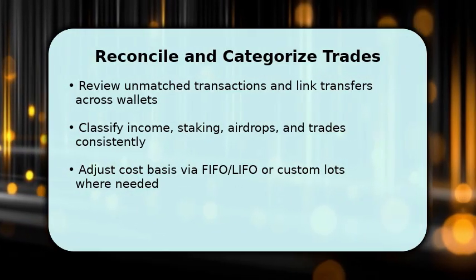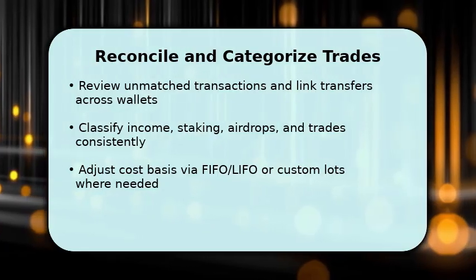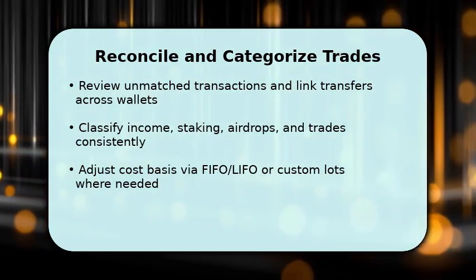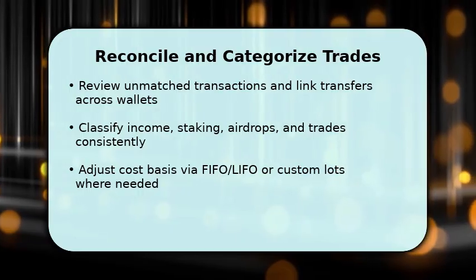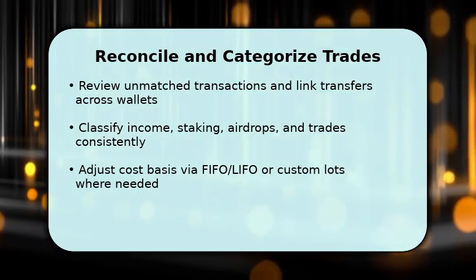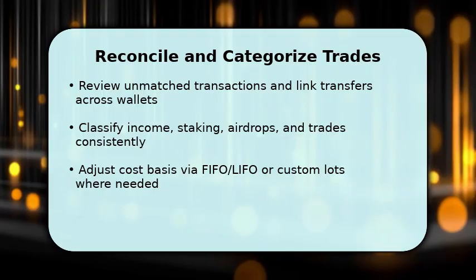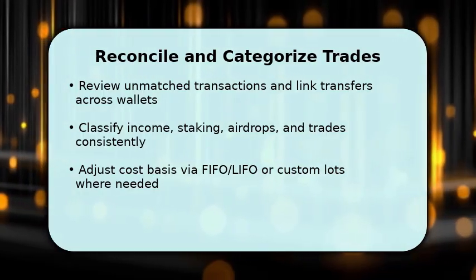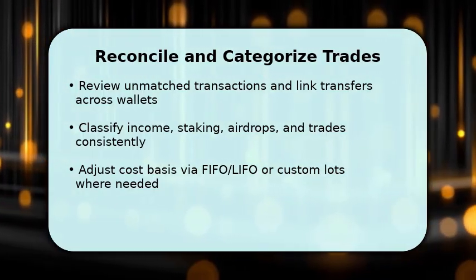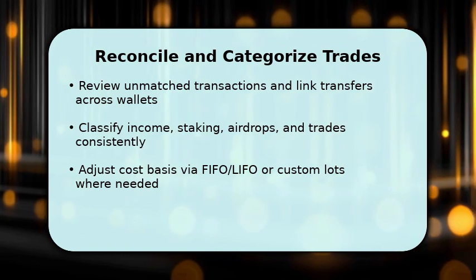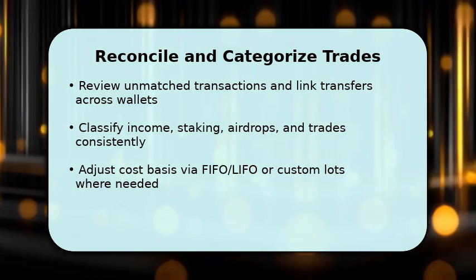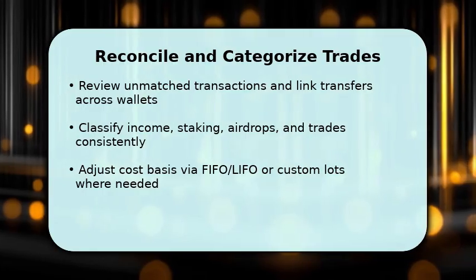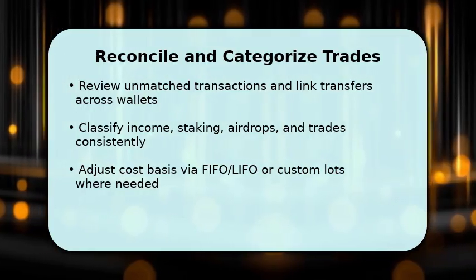Then categorize every item. Mark staking and airdrops as income, label sales as disposals, and tag cost basis adjustments where you have receipts. Use Cointracker's lot adjustment tools to apply FIFO or custom lots when cost basis is incorrect. Make sure to save after major edits. Consistent classification directly affects capital gains calculations and your final tax forms.